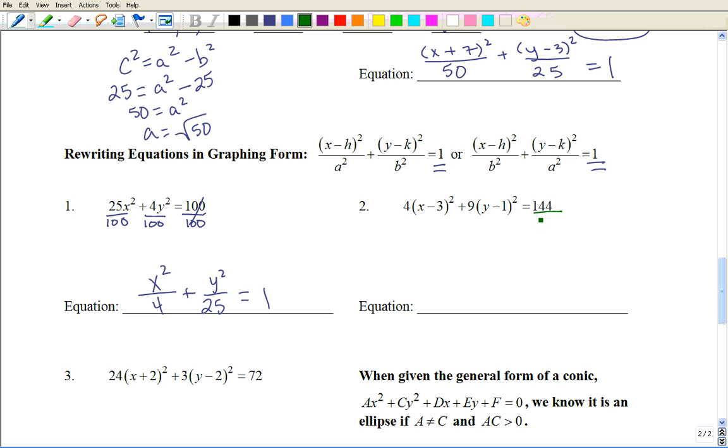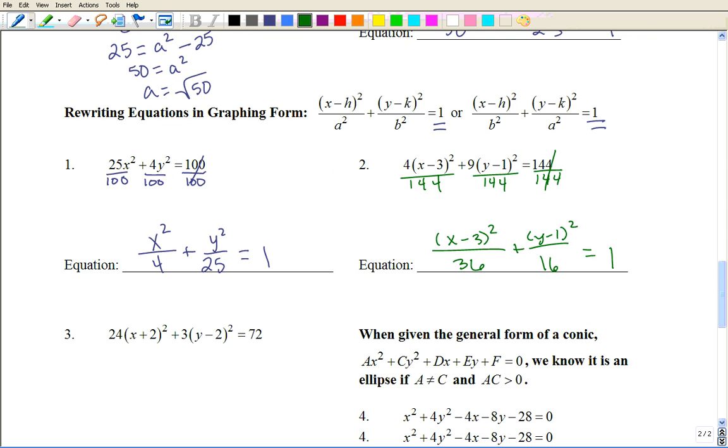Number 2, same thing here. I've got a 144. I don't like that right there. Let's divide everything by 144. So we need to reduce these fractions. So that instead of having 4 times (x minus 3) squared, 4 over 144 reduces to 1 over 36. If you don't believe me, you can check it out in your calculator. Instead of 9 times (y minus 1) squared, 9 over 144 reduces to 1 over 16. And then, of course, 144 divided by itself is just 1.